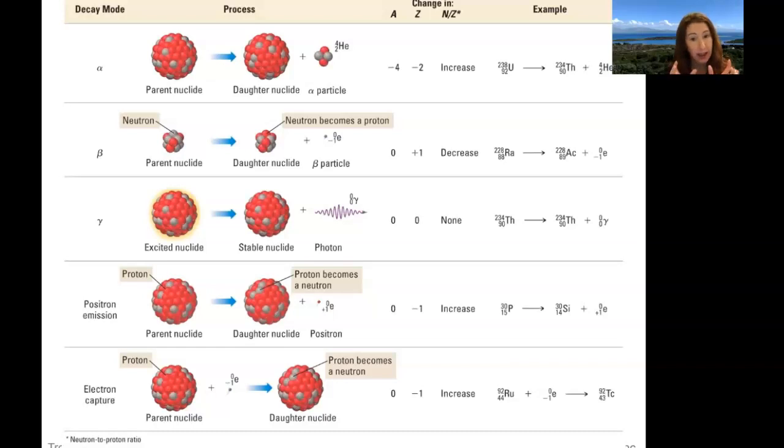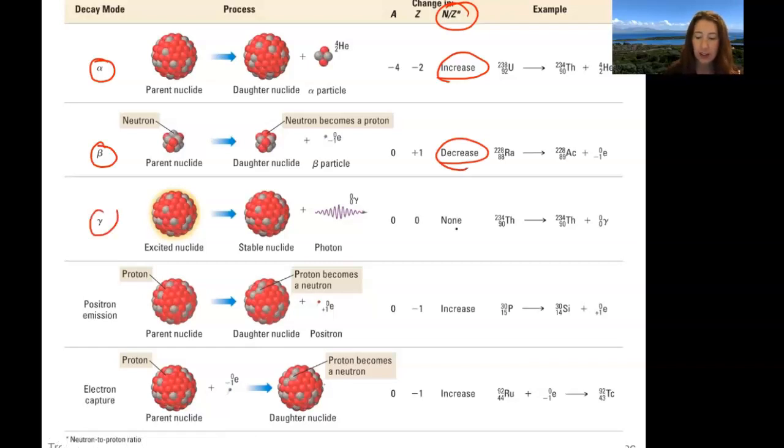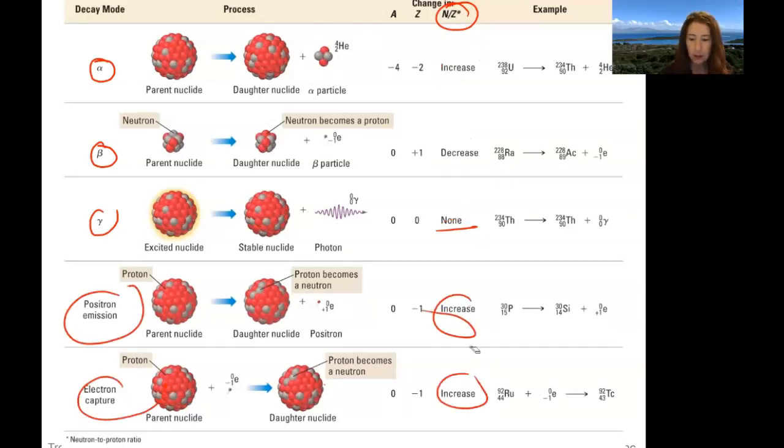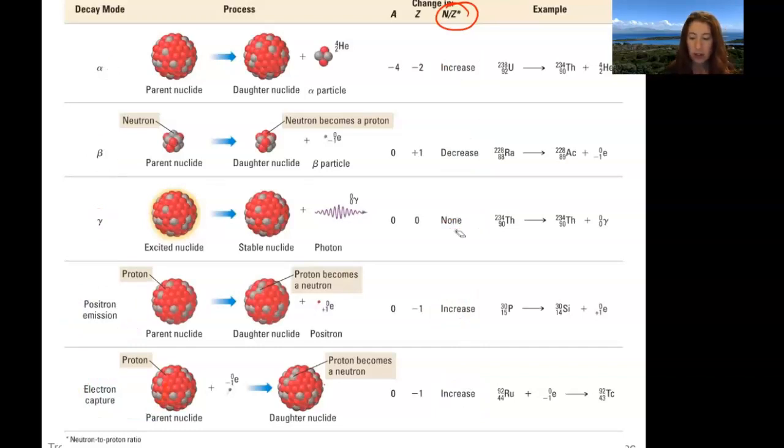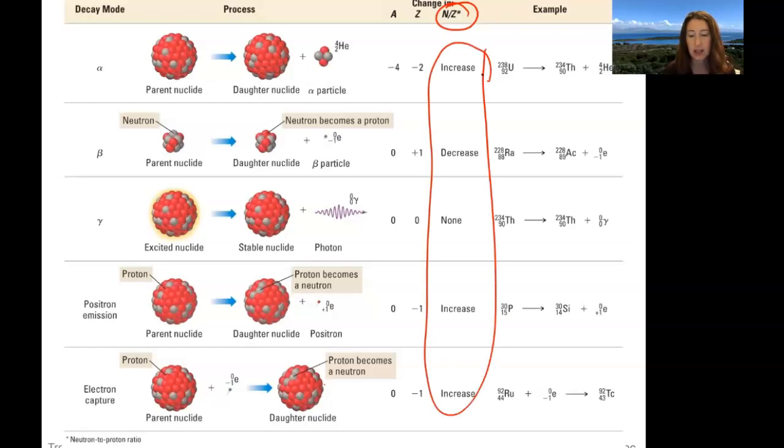Now we're going to talk about why one atom does an alpha and the other one does a positron. And it has a really big thing to do with this N/Z ratio, the neutron to proton ratio. And so you're going to see here, an alpha decay increases the ratio, and we're going to talk about this ratio in just a second. A beta decay decreases. Gamma does nothing, so we're not going to talk about gamma today. Positron increases, electron increases. So in general, we're looking, does it increase or decrease this N to Z ratio?